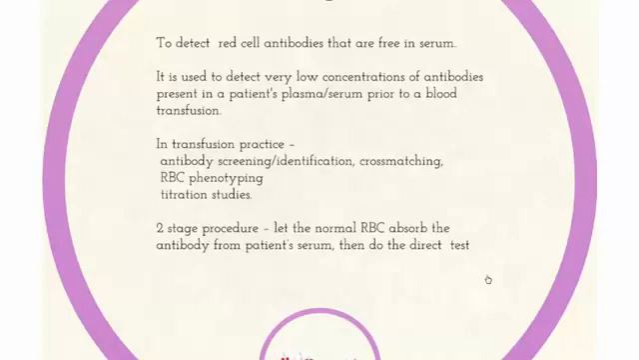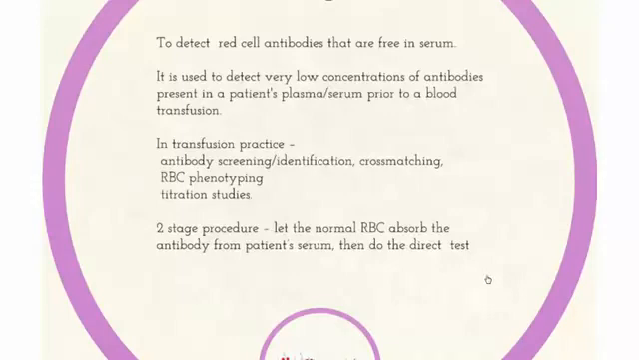IAT is usually used to detect very low concentration of antibodies present in a patient's plasma or serum prior to a blood transfusion. So usually we use it in antibody screening, antibody identification, cross-matching, red blood cell phenotyping, and also titration studies.